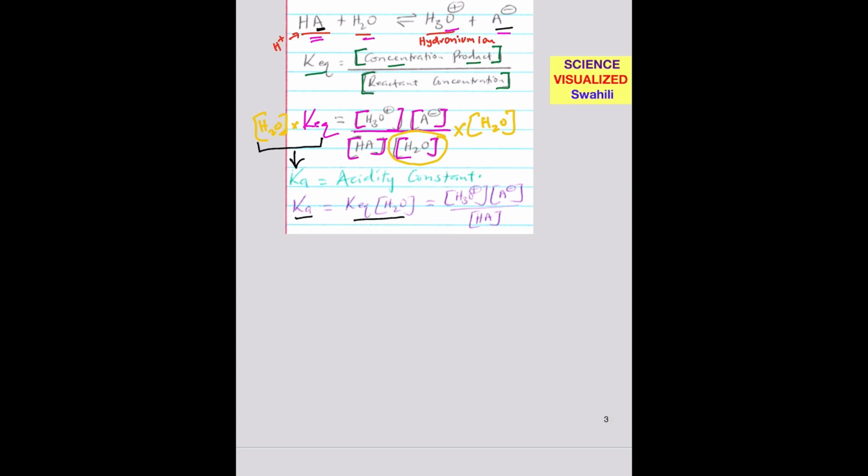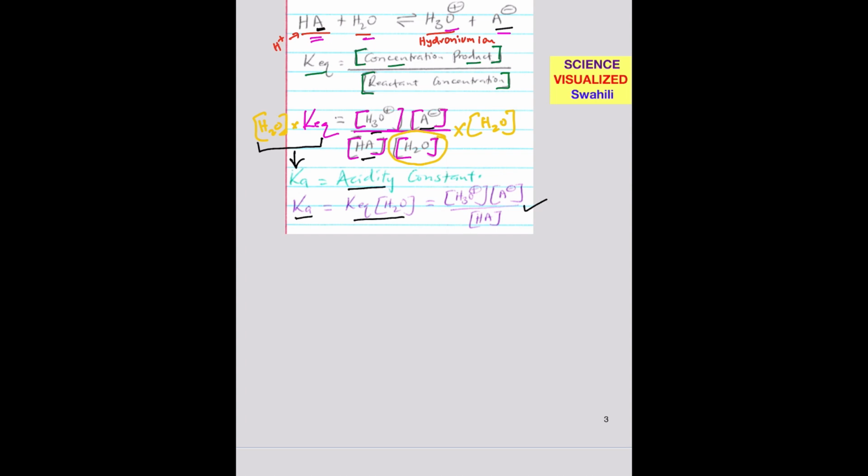Now, since in this reaction everything is dissolved in water, that means there's a lot of water, so it's better to take water out of the equation by multiplying both sides by the concentration of water. When you do that, you end up with the water concentration times Keq, which gives you a new constant called Ka. And that constant doesn't have water as part of the equation. So Keq times the concentration of water gives you Ka, which then has these three concentrations as part of the equation.